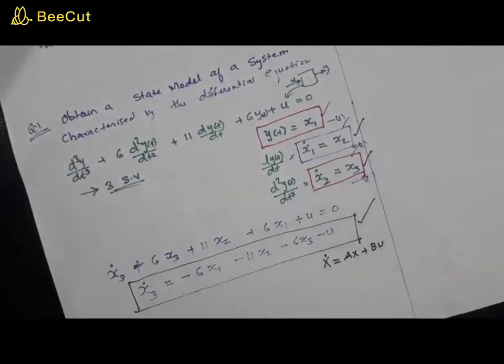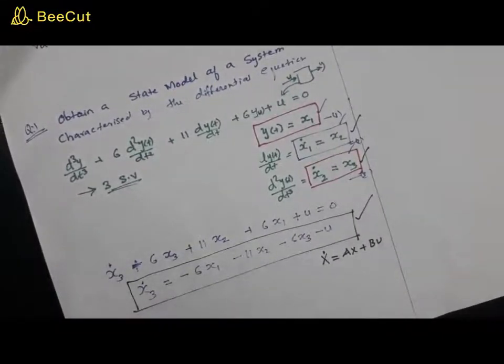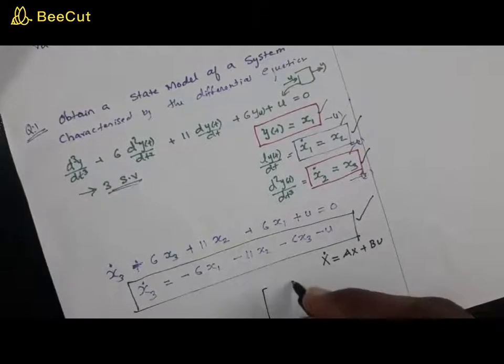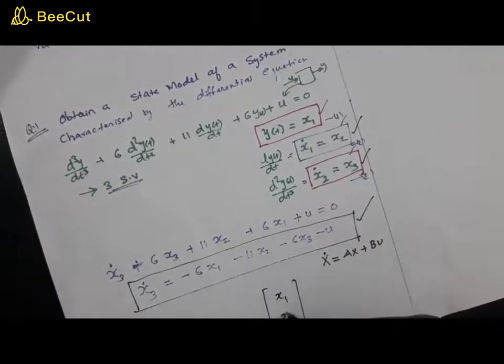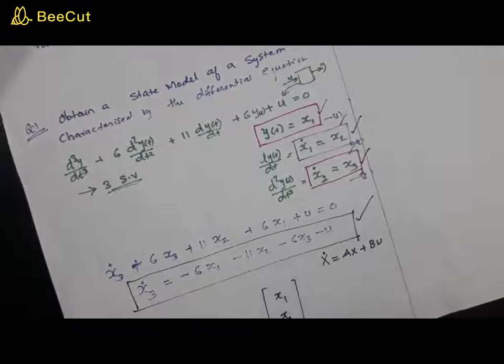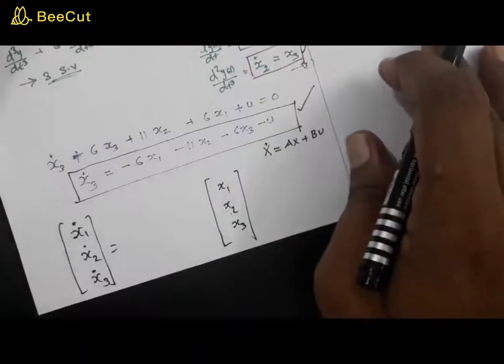Now using this, you can convert it into the matrix equation: x1 dot, x2 dot, and x3 dot. This is equal to, how many variables have you assigned? It is equal to x1, x2, x3. As I told you, the number of state variables will be equal to the order of the differential equation, right? The order of the differential equation.